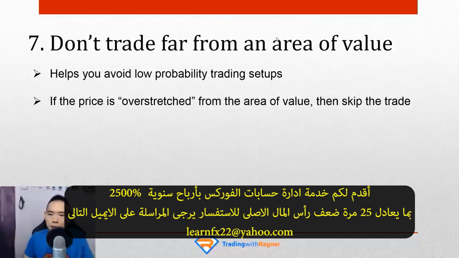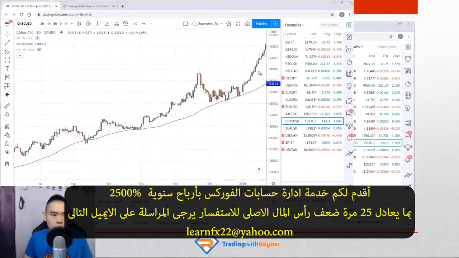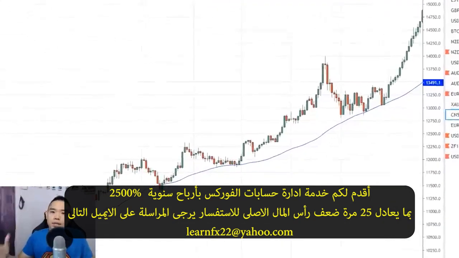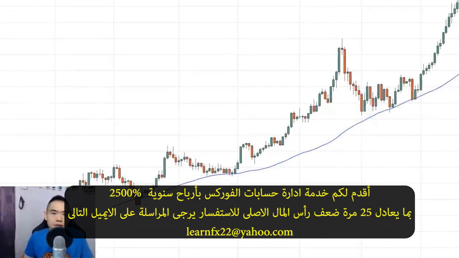So let me give you an example. If you look at this chart over here, this is the China A50 market. And you can see that clearly this market is in an uptrend. It is above the 50-day moving average and it bounced off it pretty much a number of times. Once, twice, thrice over here.